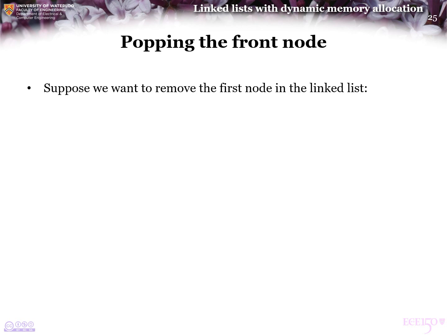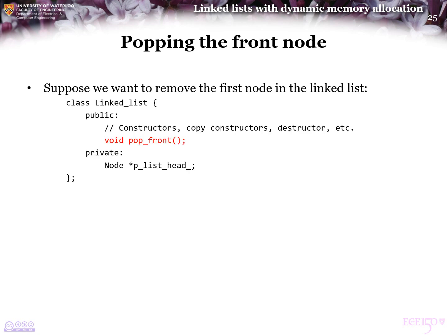Now, suppose we want to remove the first node in a linked list. Well, for this, we are going to introduce another member function, popFront. Now, it's going to be returning void. That is, it's not going to return anything. The behavior will be as follows. If there is at least one object or one node in the linked list, the front node will be removed. If there are no nodes in the linked list, this member function will simply return.